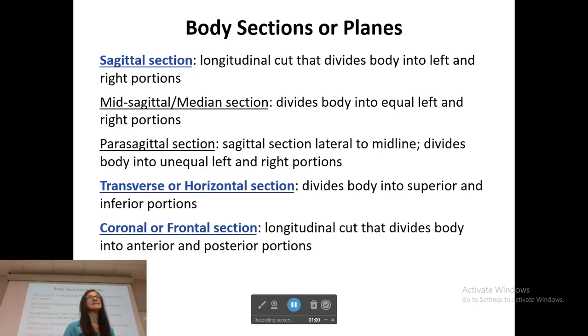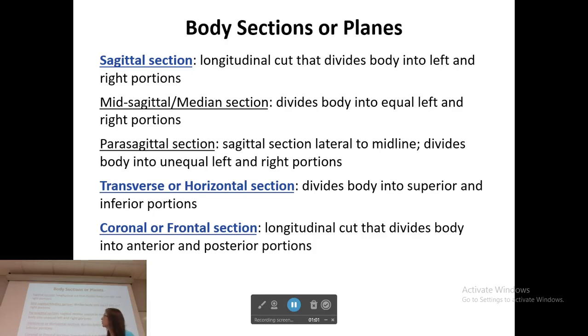Okay, different body sections or planes. All right, when we're looking at the body, sometimes it is helpful to be able to look at it in certain planes or sections. And a lot of times different imaging techniques will allow you to look at specific sections. Or if you're looking at a slide, it might be like a slice from a particular organ, and it might tell you that it's a cross section or that it's a longitudinal section, right? So those terms are important to learn.